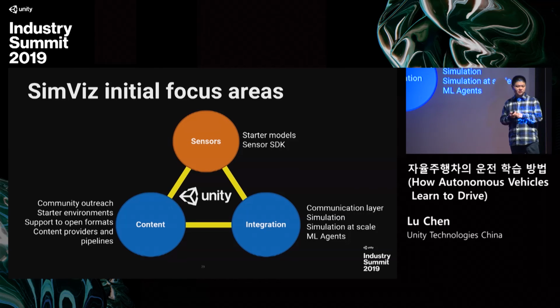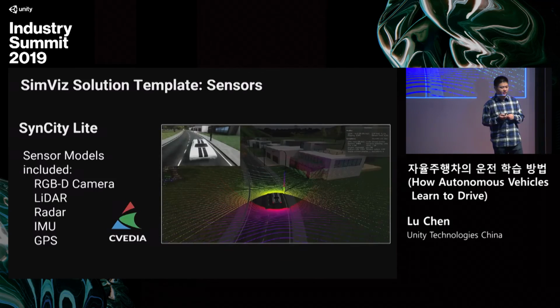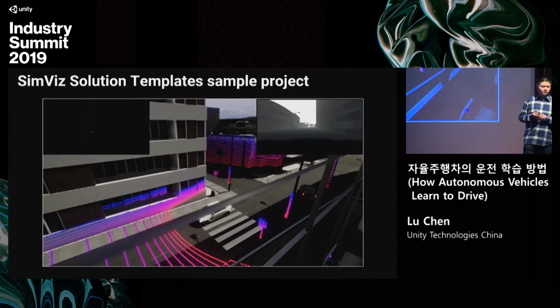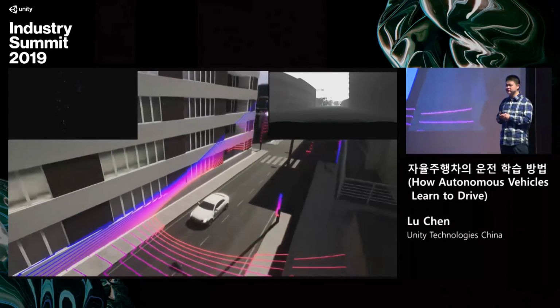And of course, we will supply the sensor models. In our package now, we include all the common sensors you can use for autonomous vehicle development, like camera, LiDAR, radar, IMU, and GPS. Of course, you can always replace them with more advanced ones, or write your own, but we just supply these for reference and as a starter.